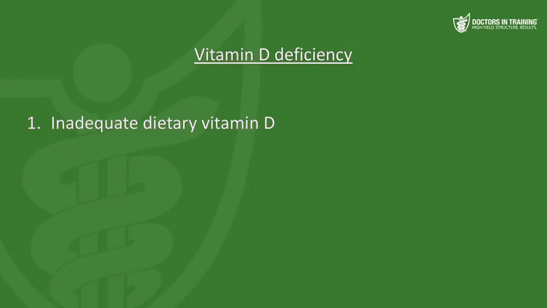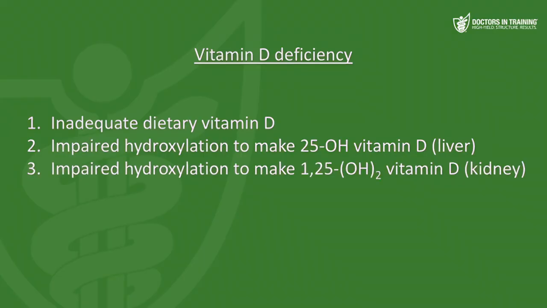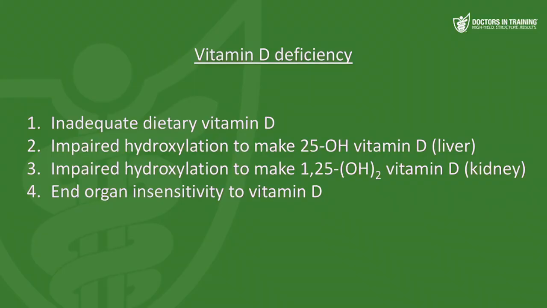You're just not taking it in. You can also have impaired hydroxylation by the liver to make that 25-hydroxy vitamin D. You could also have impaired hydroxylation by the kidneys to make that more active one, that 1,25-dihydroxy vitamin D. Or, finally, you can have end-organ insensitivity to vitamin D itself.